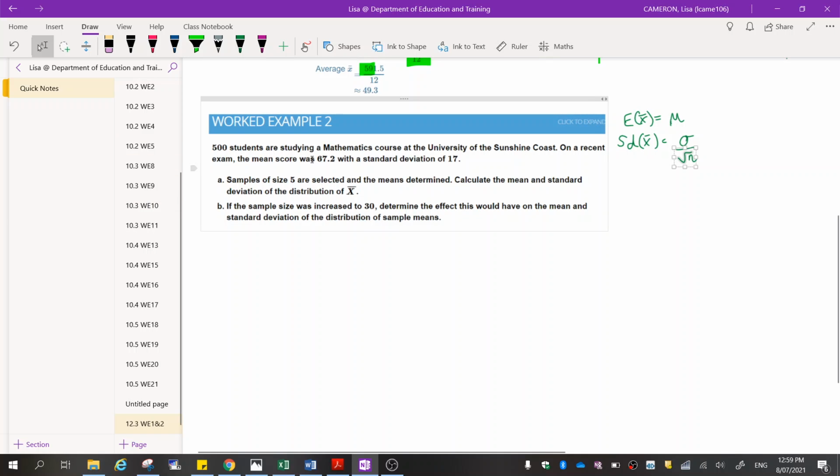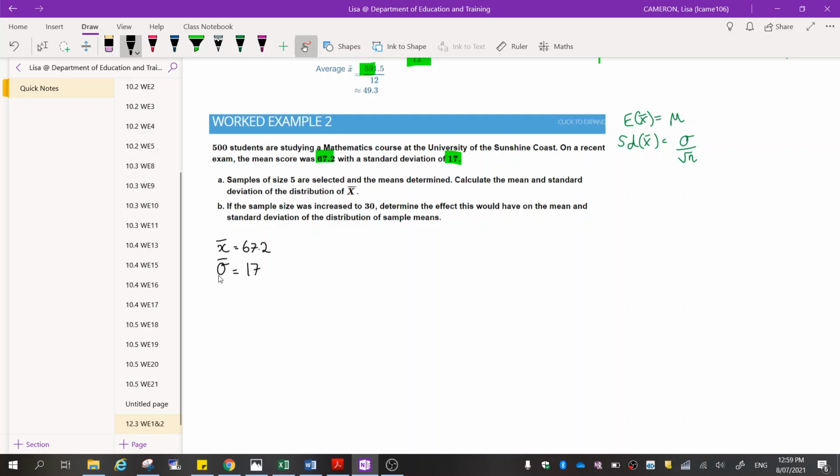500 students are studying mathematics course at University of the Sunshine Coast. On a recent exam, the mean score was 67.2 and a standard deviation of 17. Let's note that down straight away. So the mean was equal to 67.2 and the standard deviation was equal to 17.